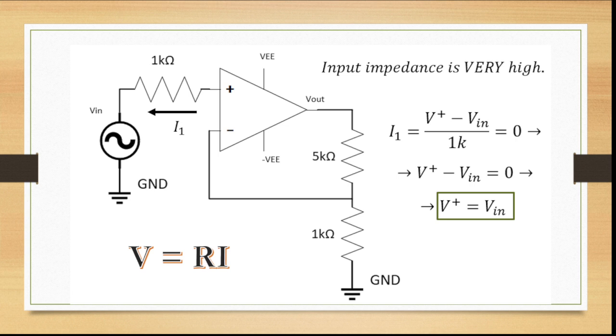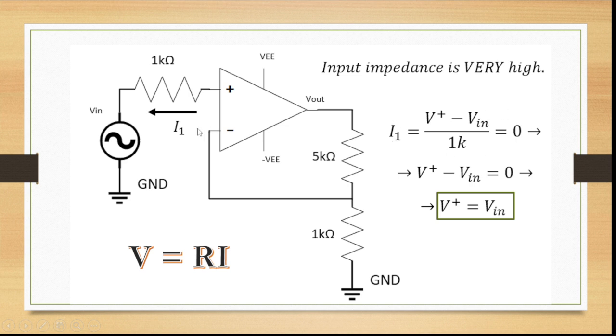Also, we need to know that the input impedance is very high, so the current entering the non-inverting terminal is almost zero, and the same will happen to the inverting terminal. We will use Ohm's law to calculate the current, in which the voltage is equal to the resistance multiplied by the intensity of the current. We will set an arbitrary direction of the electricity to perform the calculations.